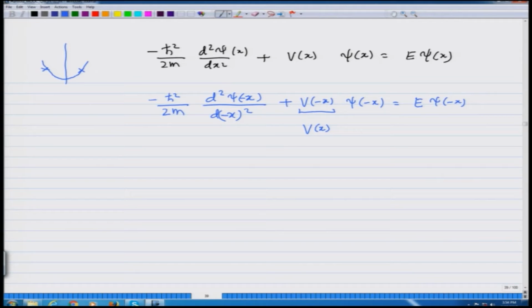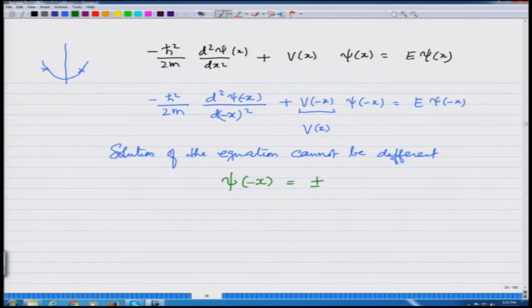So, since V is the same on both sides, the solution of the equation cannot be different, right. V x and V minus x are one and the same thing, they give you exactly the same number as a function of x. So, as a function of minus x, V gives you exactly the same number as a function of x. So, solutions cannot be different, at best they can differ by a constant. So, psi minus x is going to be plus or minus psi x.